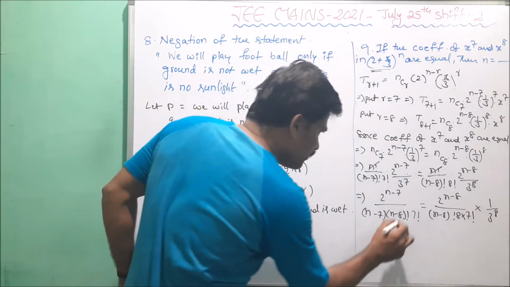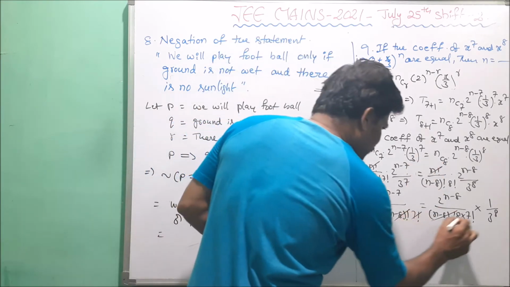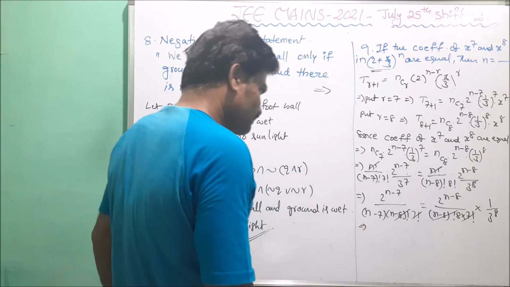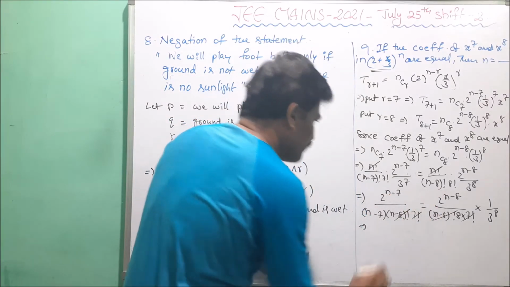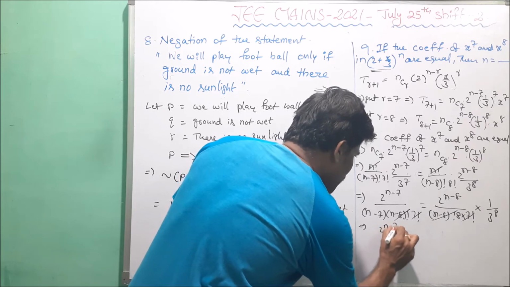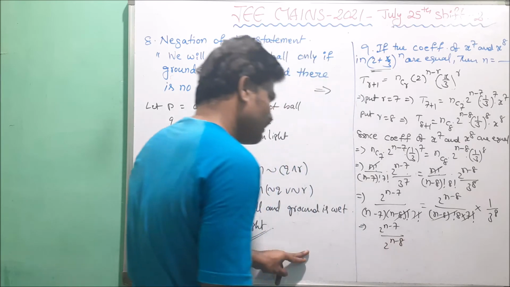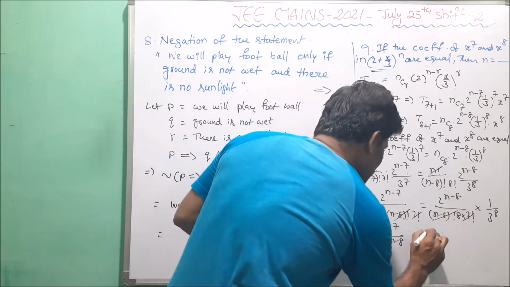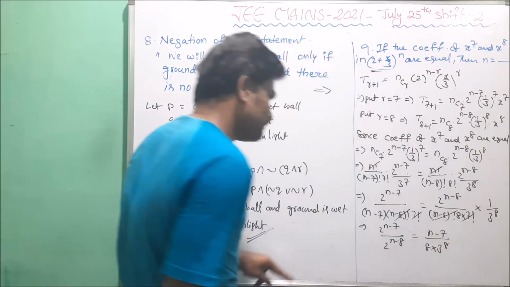Now in that we observe n minus 8 factorial will be cancelled, 7 factorial also cancelled. Now we write, so here 2 power n also cancelled. Here we write 2 power n minus 7 by 2 power n minus 8 equals to, here we take n minus 7 to the right side, n minus 7 by 8 into 3 power 8.